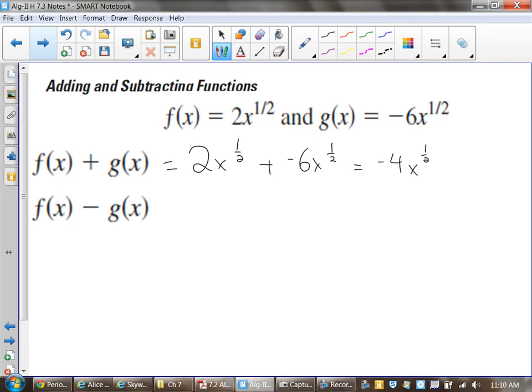Because I'm a jerk. Why would I want to do that? Nah. Again, same exact idea going the other way. We're doing subtraction. We rewrite out what it is, 2x to the 1/2 minus a negative 6x to the 1/2. What do you get? 8x to the 1/2.